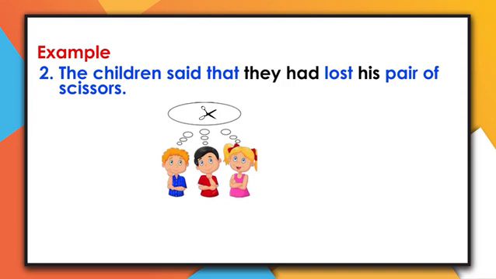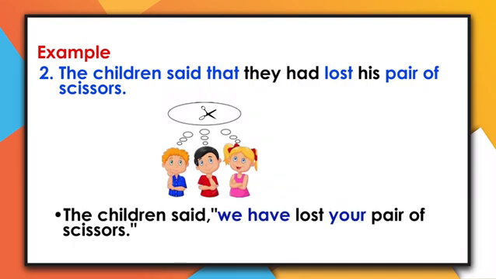For instance, we change they to we. Then we change had to have. Thereafter, we shall change his to your. And then we can construct a very correct sentence in the direct speech. This time we have begun with the speech tag. The children said, there is a comma there.